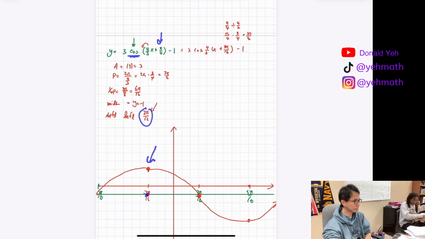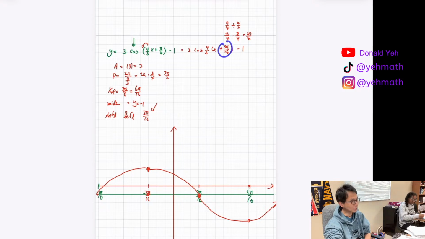But how do you know to start at negative 3 over 16 pi? It's because this one is positive 3 pi over 16. So it's going left 3 pi over 16. Okay. And then start at a midline. Usually sine starts at midline. The problem is this is not sine. This is a cosine. Did that answer your question? So it's going to be 3 units up.